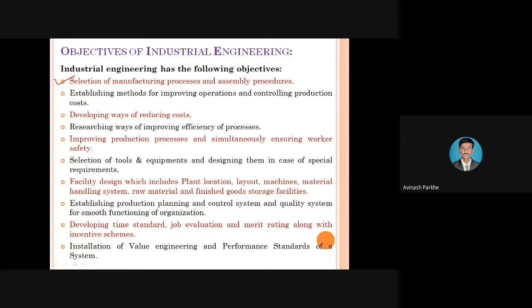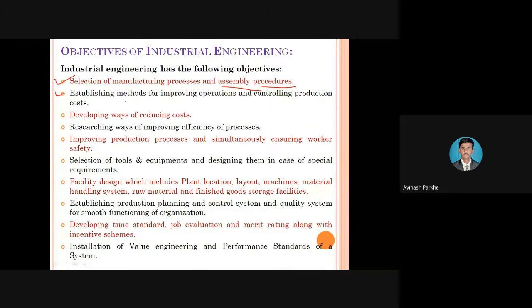So a number of manufacturing processes as well as assembly procedures are available, but out of that, which manufacturing process I have to select for the final manufacturing and which assembly procedure I have to select for the final assembly. This is the major objective of industrial engineering. We have to apply all the techniques and select the best process for manufacturing and the best process for assembling the component. So this is the first objective.